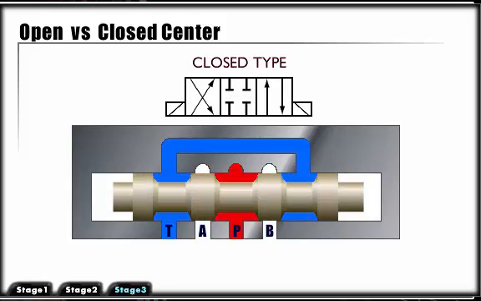This closed type configuration blocks P, T, A, and B in neutral, giving us a closed center. This center type is common in parallel circuits where we want to stop and hold a load in mid-cycle.